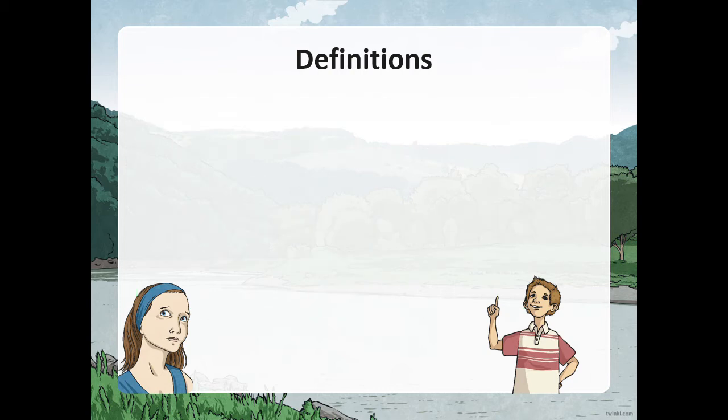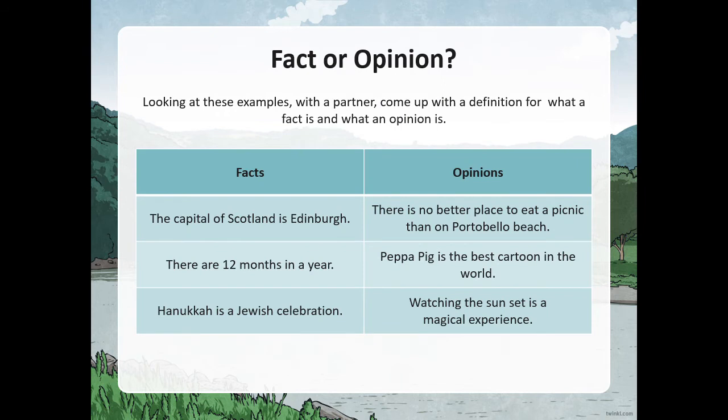So let's look back at the facts and opinions we were looking at before. For example, there is no better place to eat a picnic than on Portobello Beach. Well, if we Googled this, would everybody agree with that? No. That's one person's belief. One person believes that there is no better place to eat a picnic than Portobello, but it's not necessarily true.